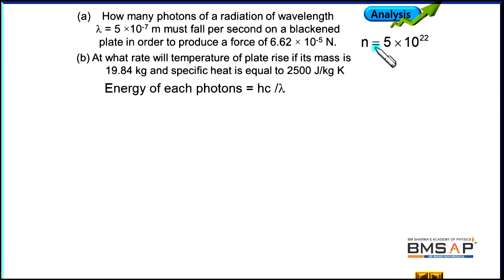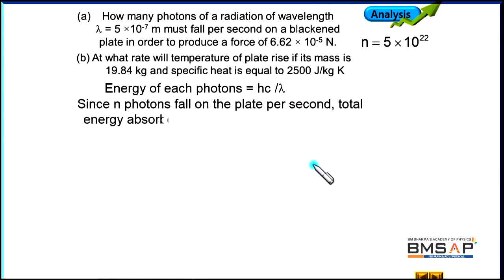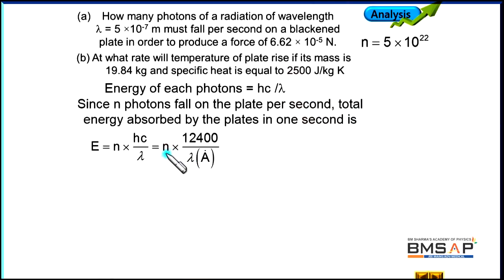And we know the number of photons incident on the surface per second. That means, if we multiply this number with the energy of each photon, we can calculate the total energy incident on the plate per second. That is the total energy absorbed by the plate in 1 second, right. So, let us multiply this quantity with n, right, and we know this is a ready-made formula.